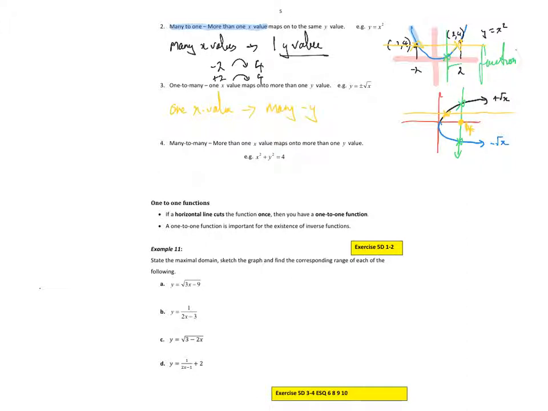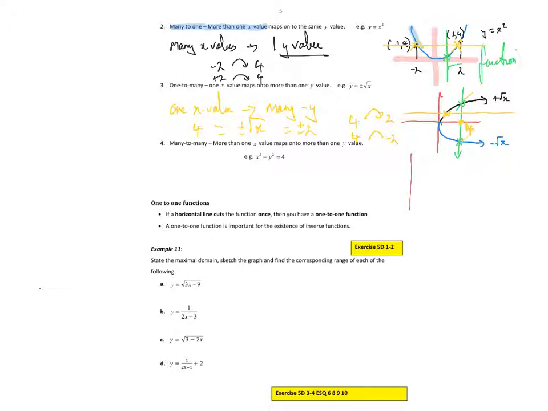In other words, one x value, 4, is equal to plus or minus the square root of x, which is plus or minus 2. So 4 maps onto 2, and 4 also maps onto negative 2. So one x value to many y values. If we have that sort of relation, it's not a function. Remember, it's not a function because it crosses twice.